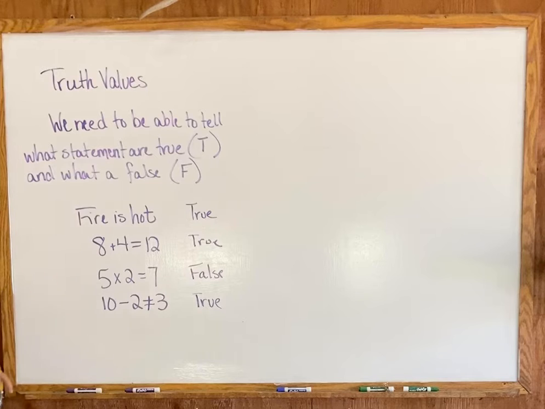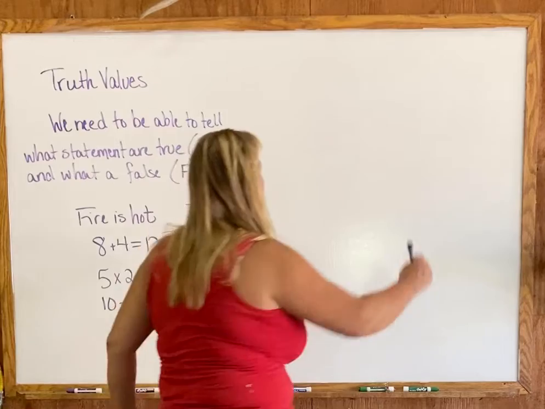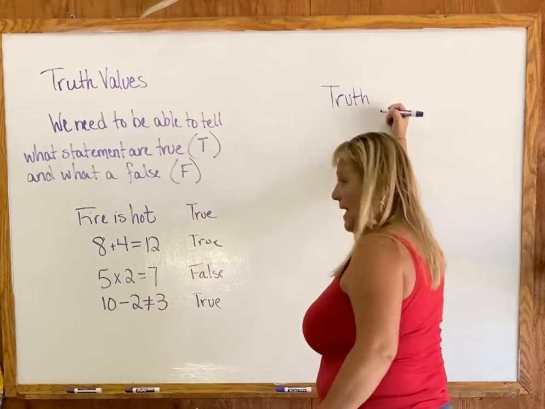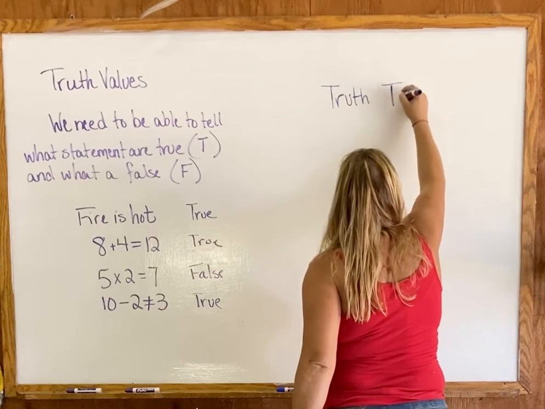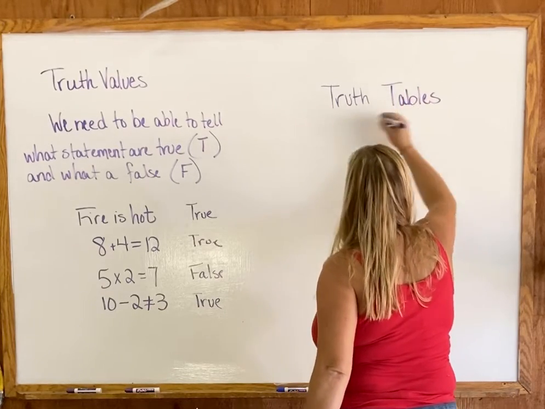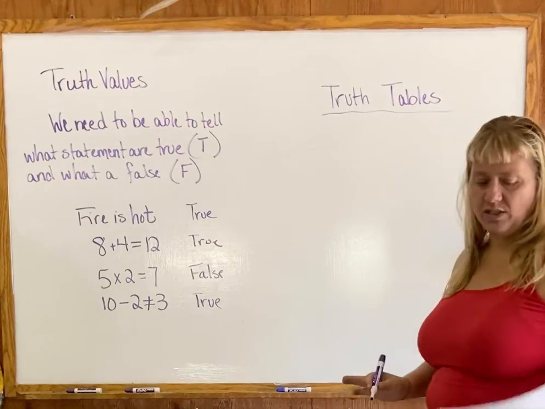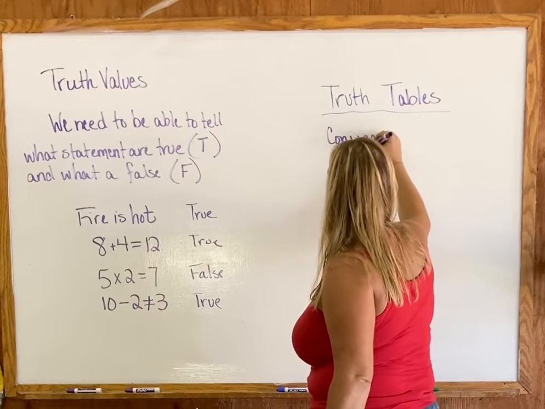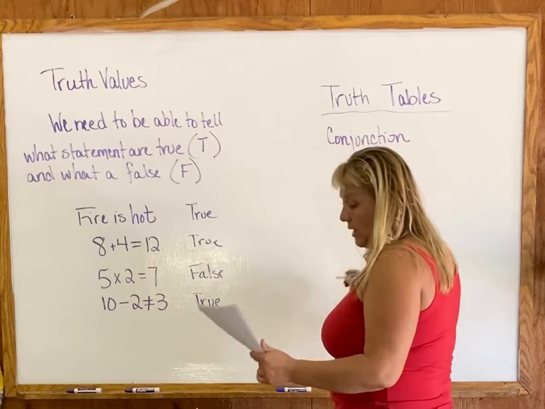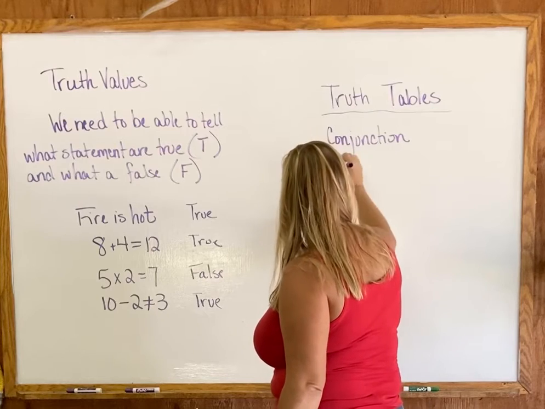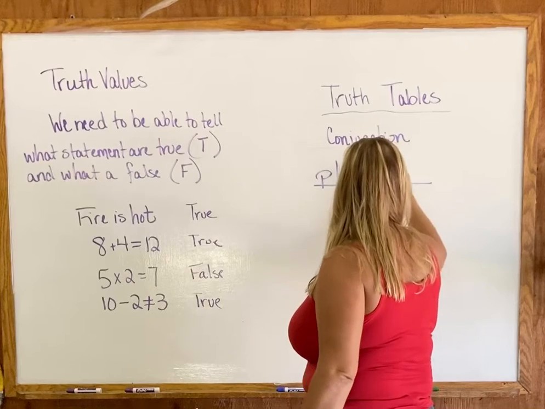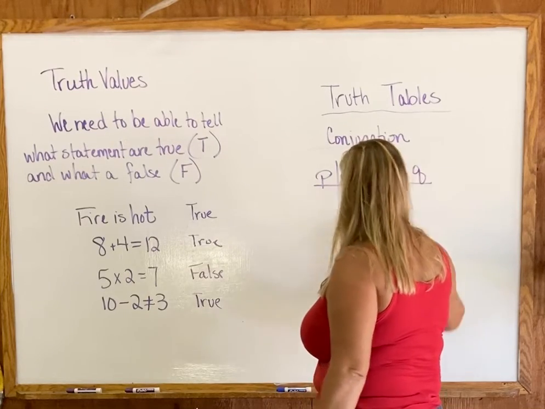Okay, so next we're going to look at truth tables. As we start to do conjunctions and disjunctions and negations and all of that, deciding whether things are true or false becomes more difficult. So let's look at a truth table for a conjunction to start with. This is the way that we're going to do this. We're going to make a little table, a little chart here. So we're going to have P, Q, and then P and Q. Remember, conjunction is and.